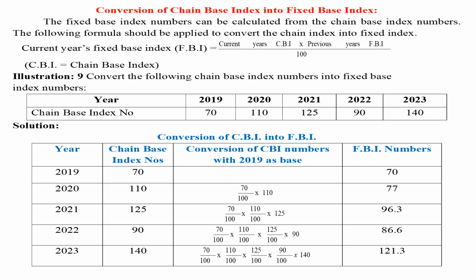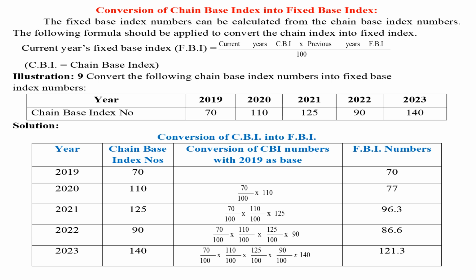Conversion of chain base index into fixed base index. The fixed base index numbers can be calculated from the chain base index numbers. The following formula should be applied to convert the chain index into fixed index. Current year's fixed base index FBI equals current year CBI into previous year FBI by 100. CBI equals chain base index.